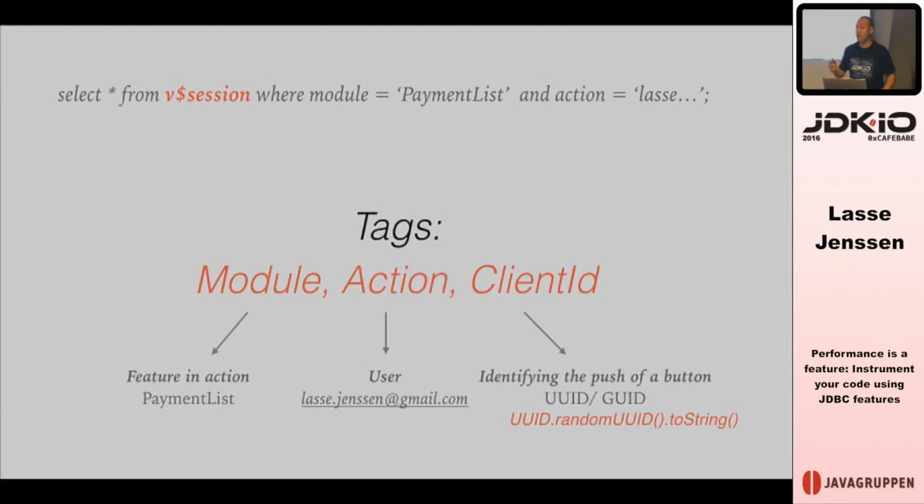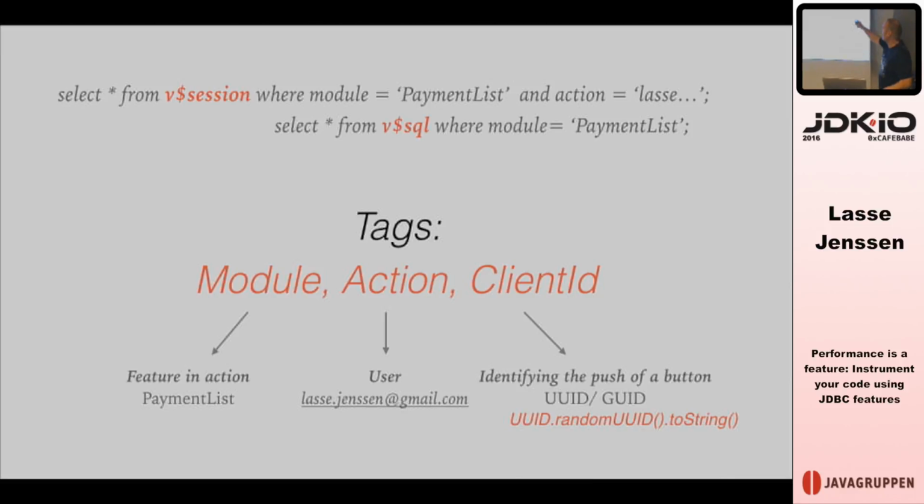And this would help the DBA a lot, because doing this, he could now go in and select star from the session view where module equals payment list and action equals this user, or maybe just this part. So now we could see which sessions are running what kind of features. Now you have something to talk to the DBA about. That's worth a whole lot.